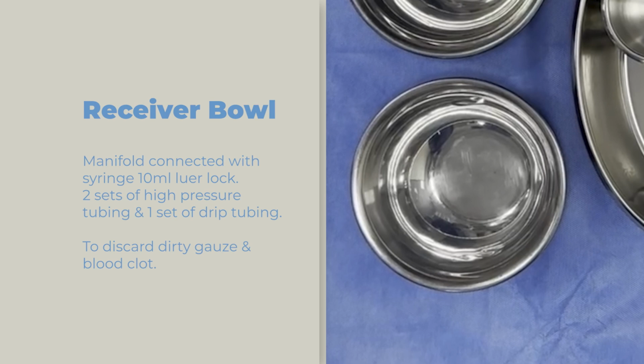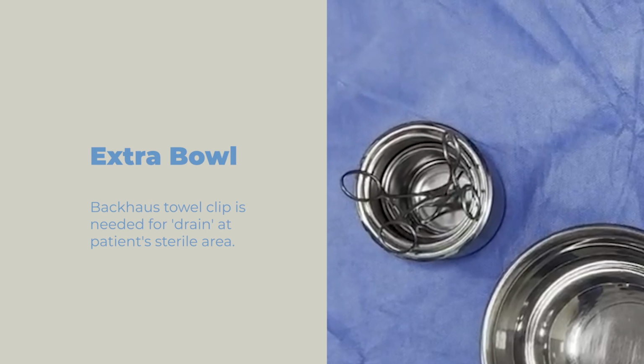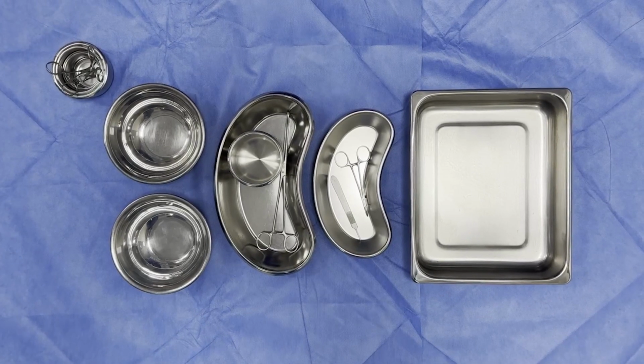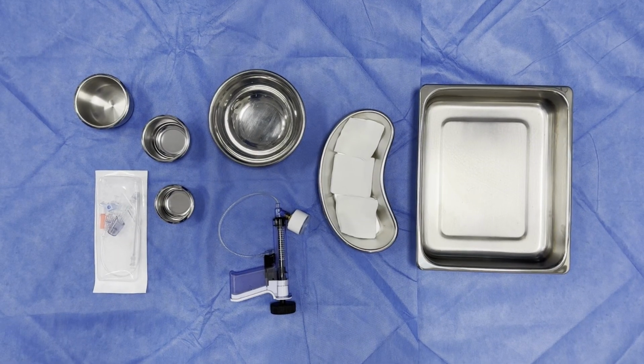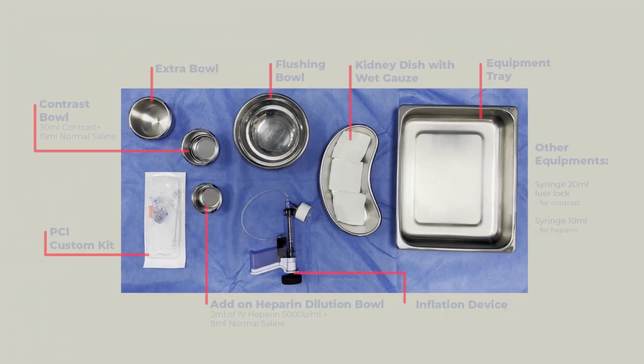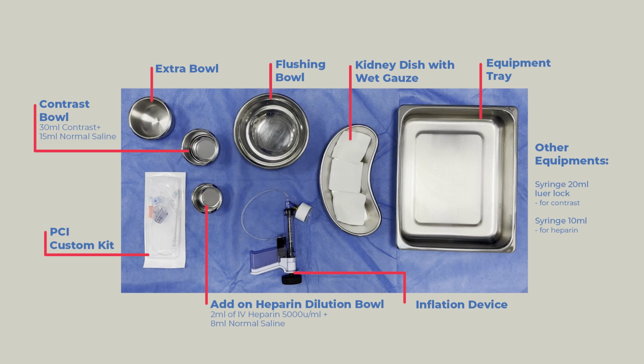5. Receiver bowl. We will discard any dirty gauze or blood clot here, but before that we can use it to put the manifold so that we will easily assemble it with the AO pressure and also contrast. 6. Extra bowl. Here you can put your needle or unnecessary things, but this bowl is required when intervention is needed, such as PCI. PCI tray. This is the example for a PCI tray when needed. You might need to prepare another set of trolleys and basins according to protocols.